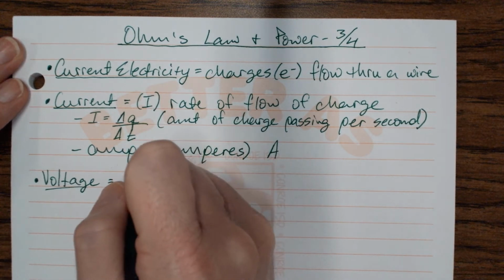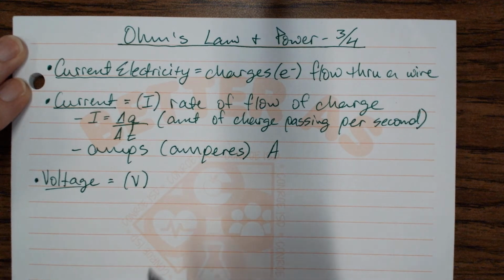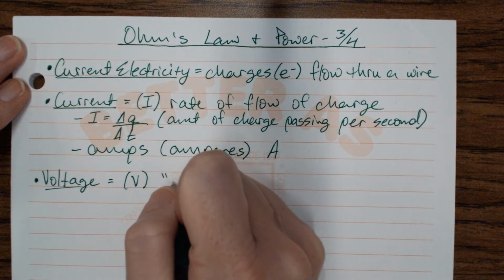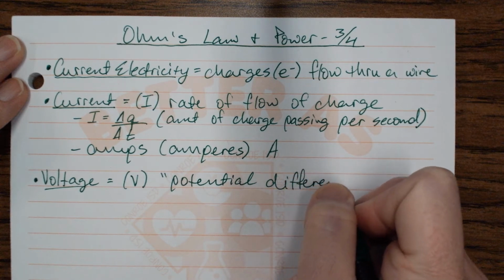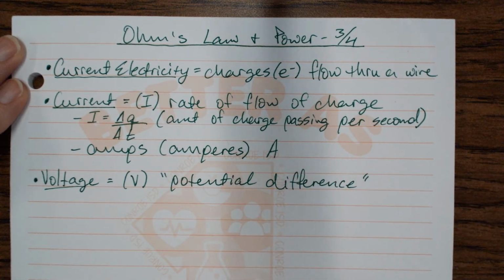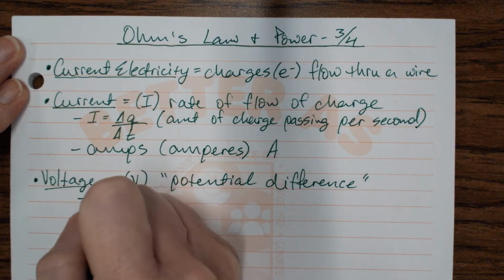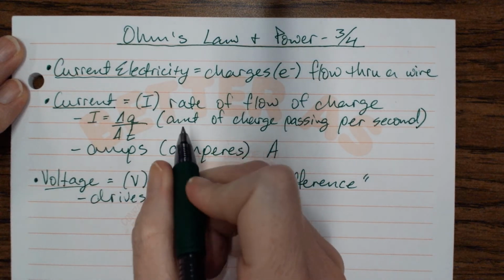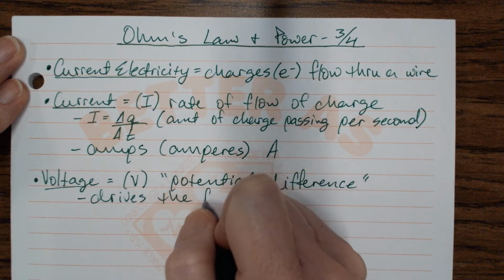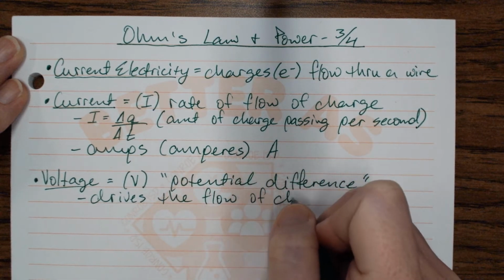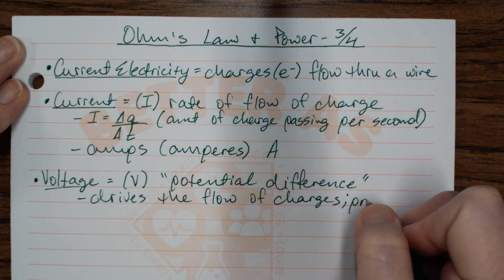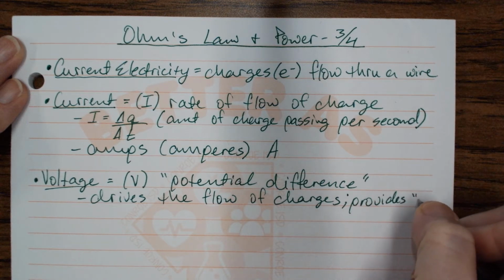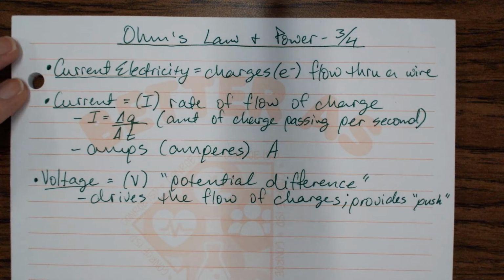Voltage is denoted by a capital V in an equation, or delta V. Delta means just change. And this is called potential difference. This is what drives the flow of charges. So it basically provides a push for the electrons, okay?